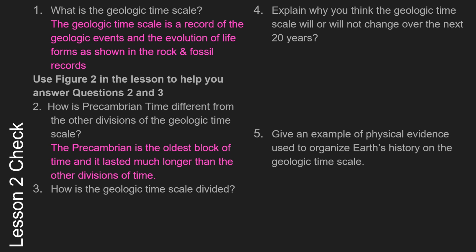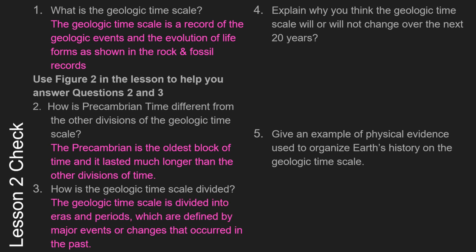We also know that this time period did not provide a lot of fossils and such, so there isn't as much evidence, which could allow us to jump to the conclusion that that is why there are not smaller periods like there are in the other eras of time. So because there wasn't as much evidence left of that time period, we couldn't break it down into smaller parts. Next, how is the geologic timescale divided? The geologic timescale is divided into eras and periods, which are defined by major events or changes that occurred in the past.